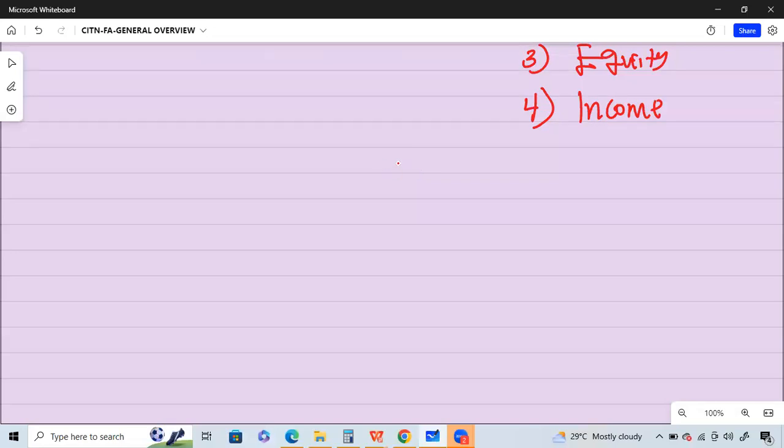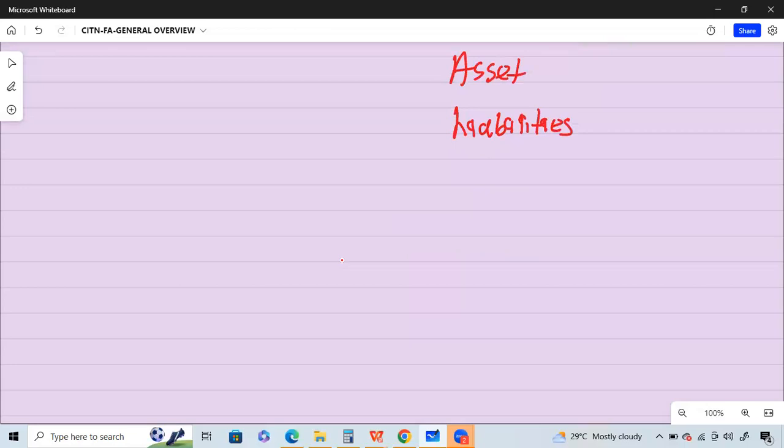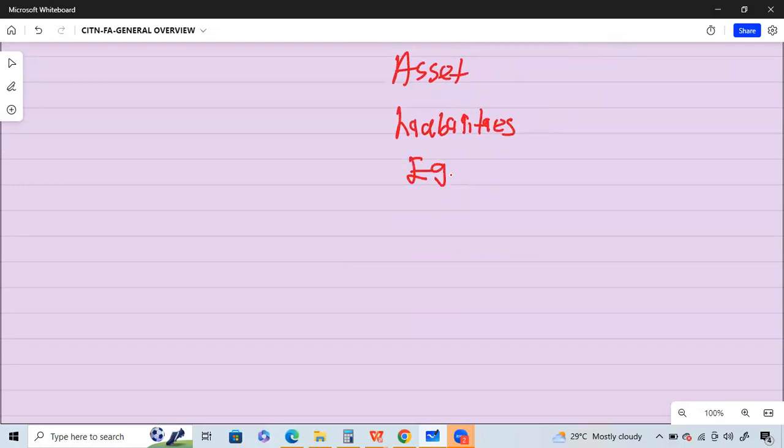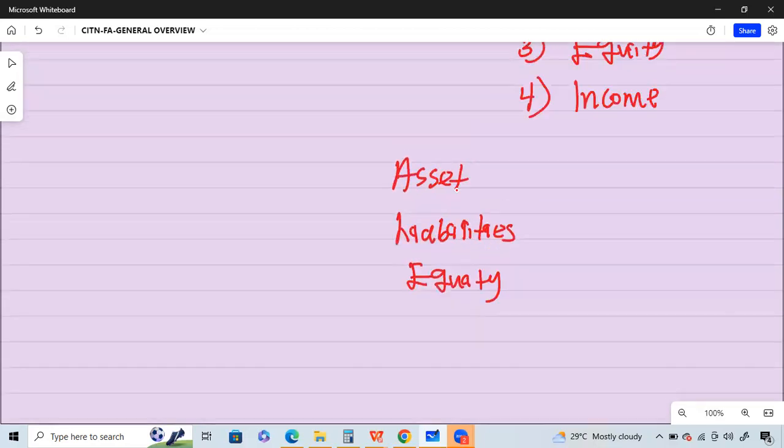We have five elements of financial statements, right? We have the asset. We have the liability. We also have the equity. So let me write a summary here now, by saying increase and decrease. If you want to increase asset accounts, please don't forget, you are going to debit. If you want to reduce it, it is credit.